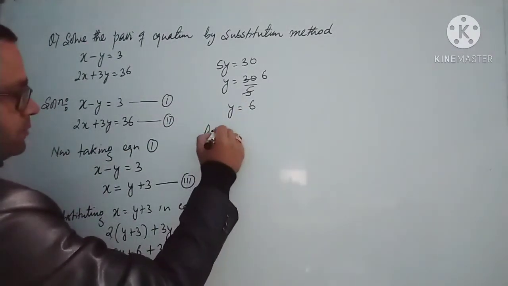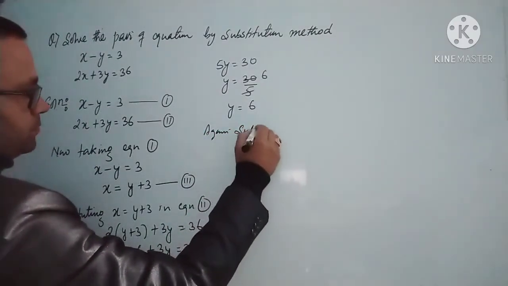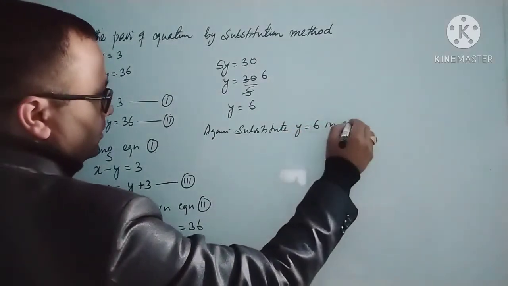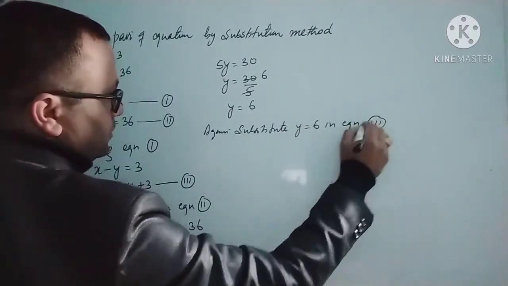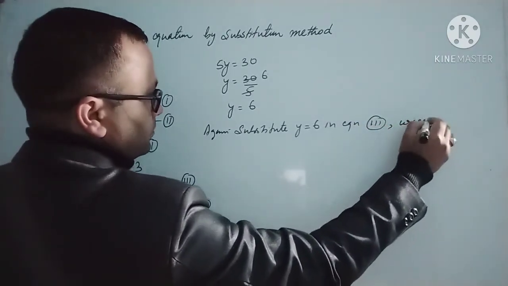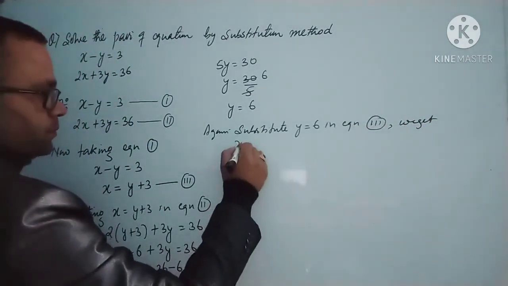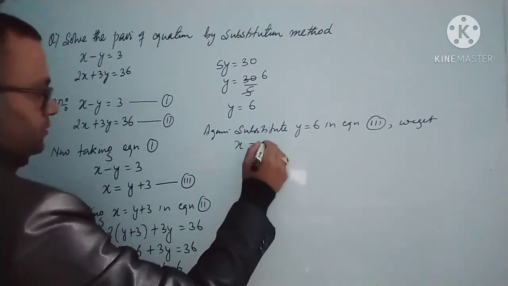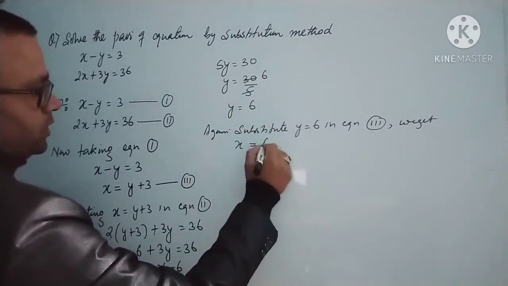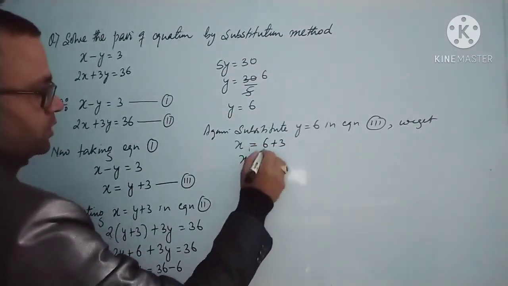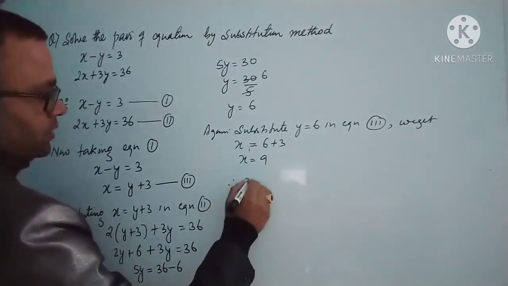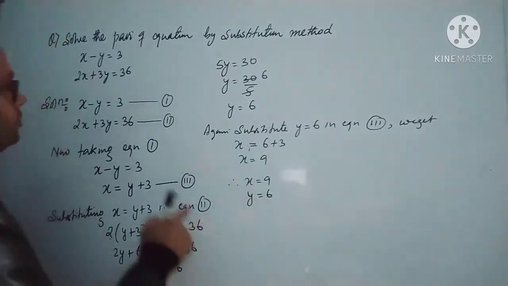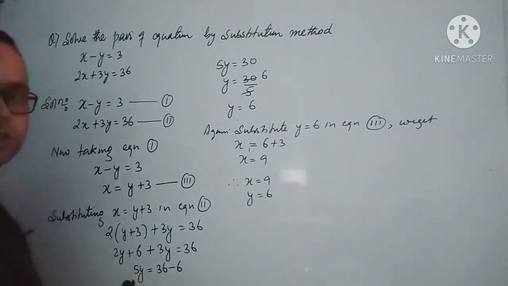Now put this value in equation number 3. Substitute y equals 6 in equation 3. We get x equals, instead of y, 6 plus 3, so x equals 9. Therefore x equals 9, y equals 6. These are the solutions of the given pair of equations.